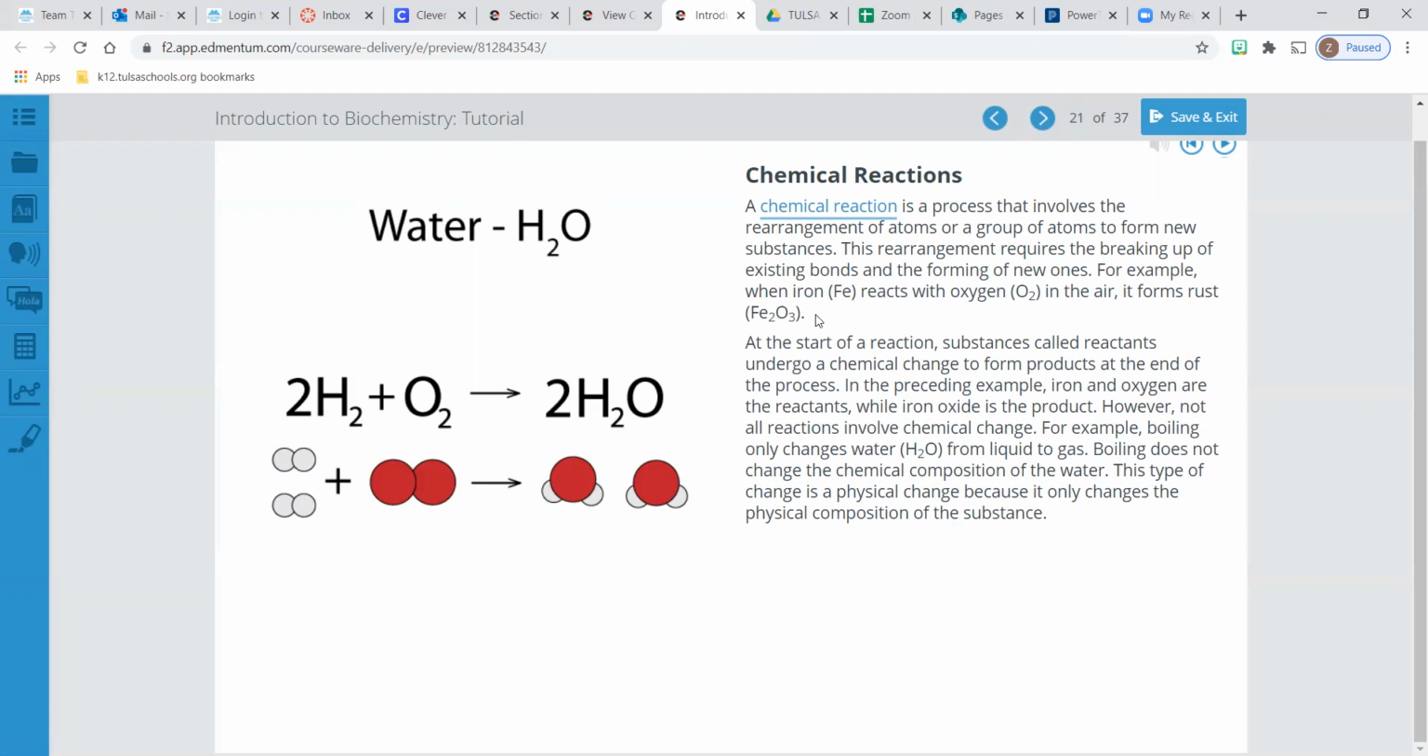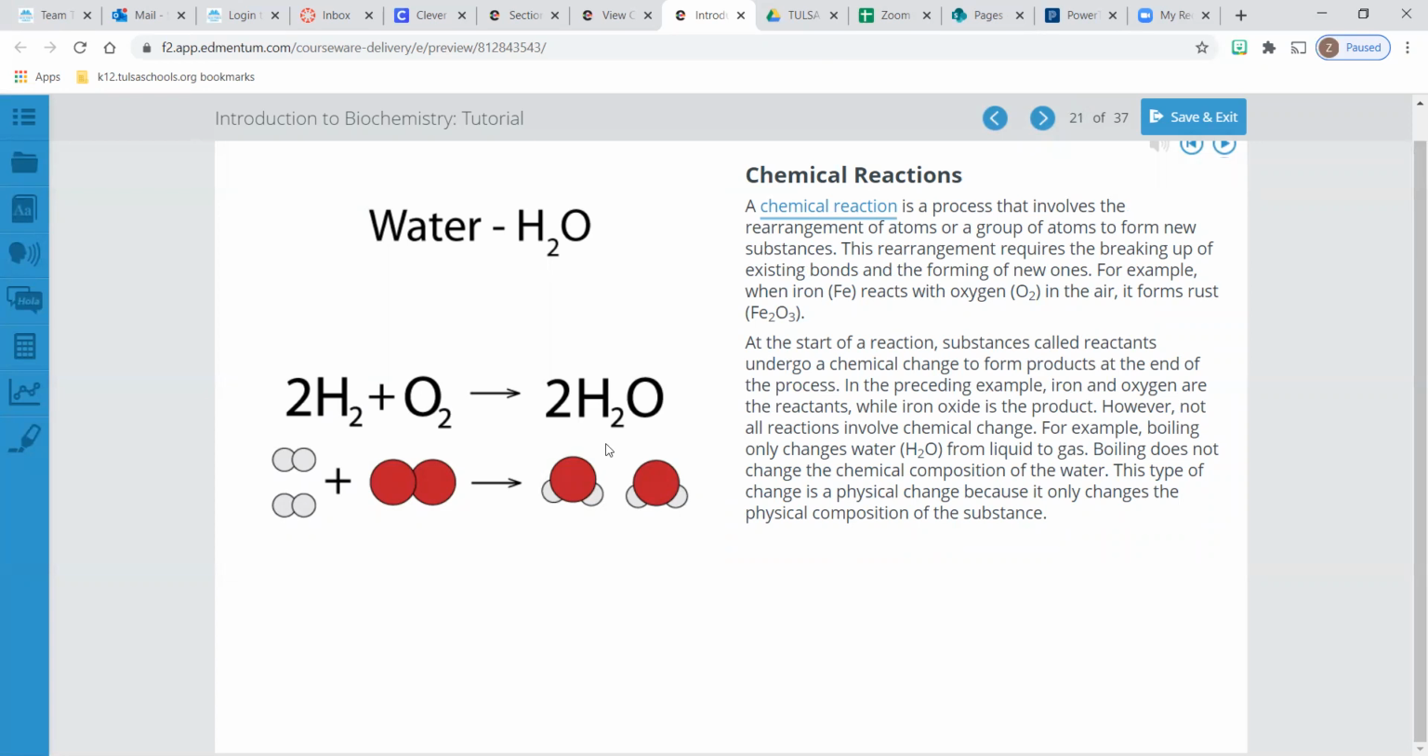At the start of a reaction, substances called reactants undergo a chemical change to form products at the end of the process. So you start out with reactants, bam, and then you have a product. They produce something known as a product.